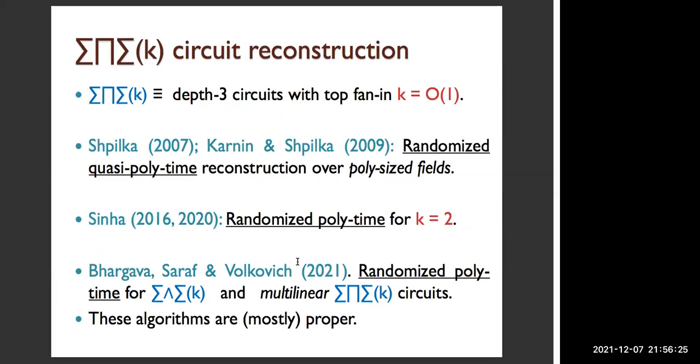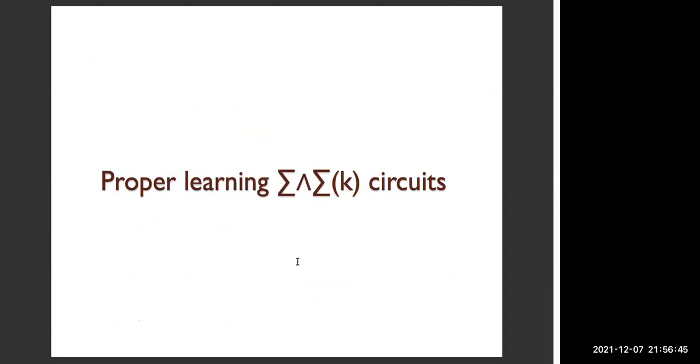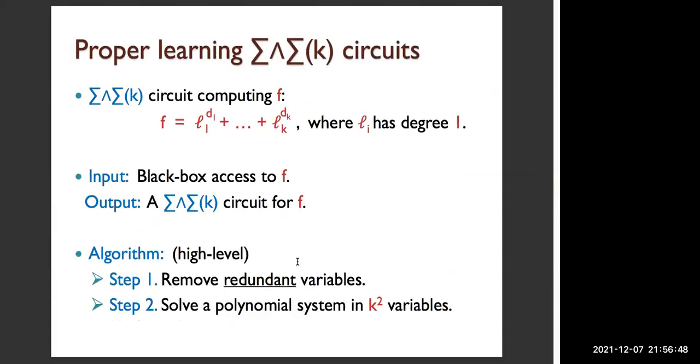Lots of people have studied depth 3 reconstruction with constant top fan-in, and general depth 3 reconstruction. Here is a brief summary of the known results. Let me not read it out, but let me quickly show, because it's a very short and cute idea: how do you learn a depth 3 powering circuit with constant Waring rank? Let me just flash it in 2-3 slides. The idea is the following. Let's say you have a depth 3 powering circuit and I want to do proper learning, to actually find the linear forms. You have black box access to F, and you want to get a powering circuit. The algorithm has 2 main steps. First, you remove the redundant variables.